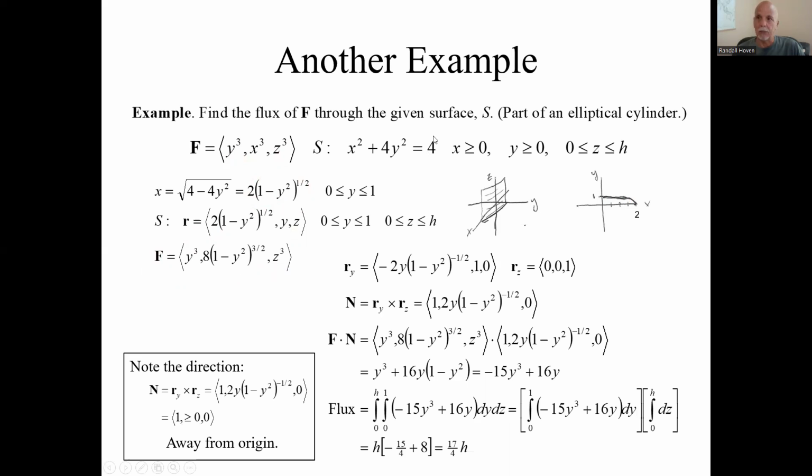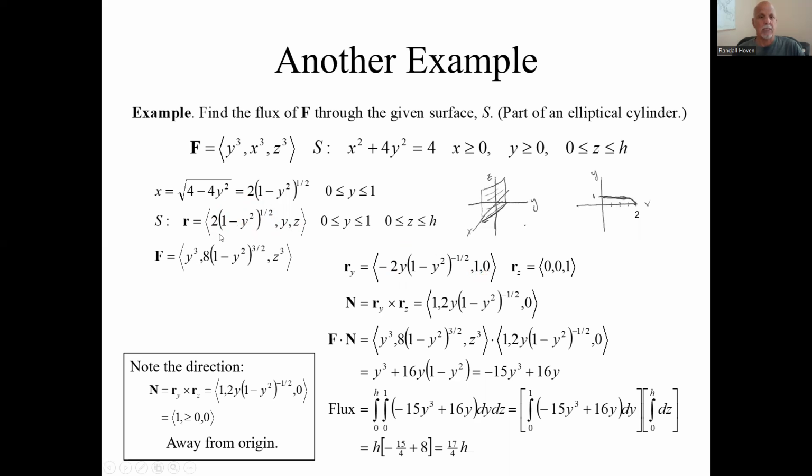Now we need to take those partials. r with respect to y. Here's r, take it with respect to y. This guy is going to be, 1/2 cancels the 2, 1 minus y squared to the minus 1/2 times minus 2y. Anyway, there's that term. y with respect to y is just 1. z with respect to y is 0.